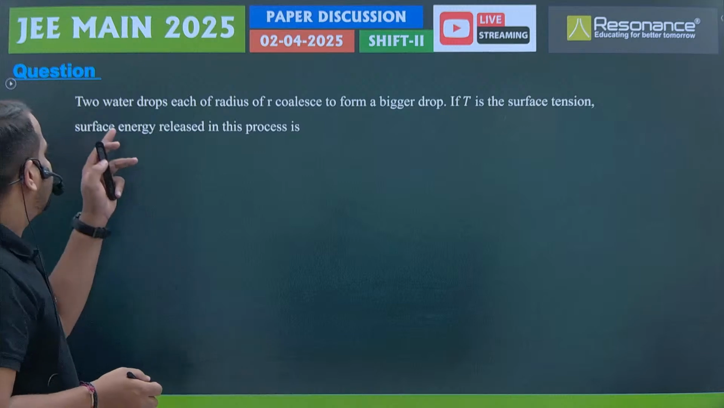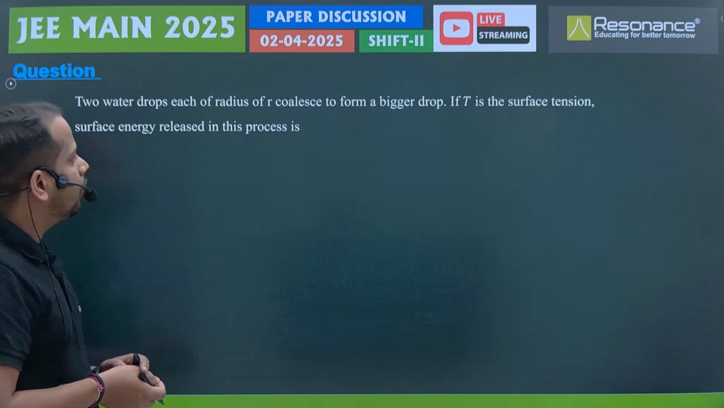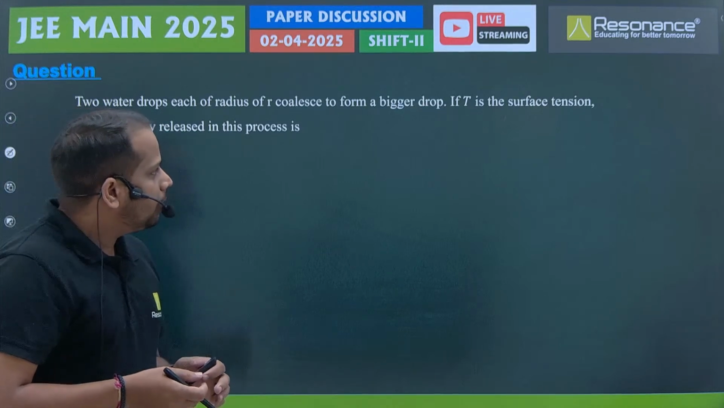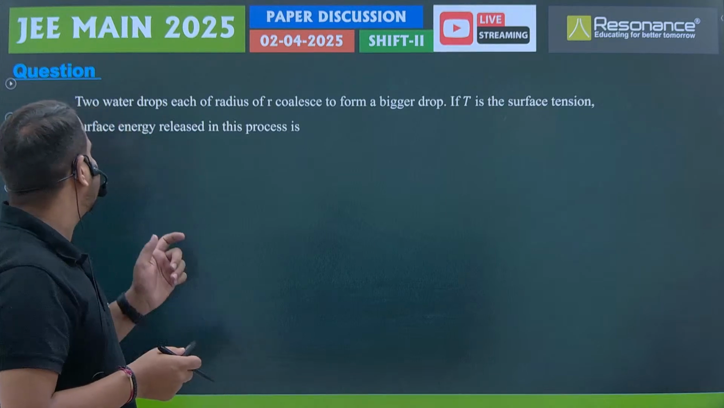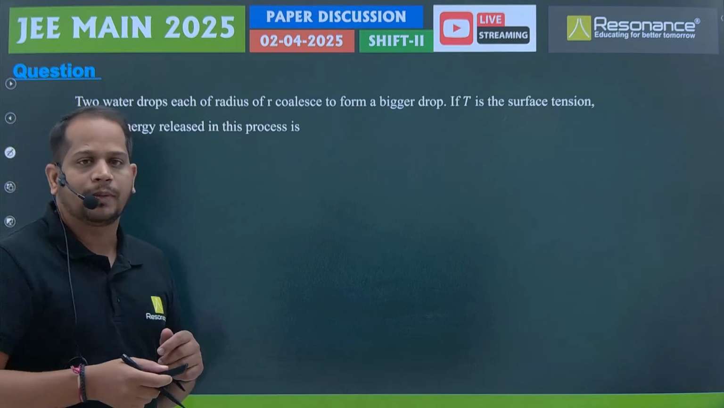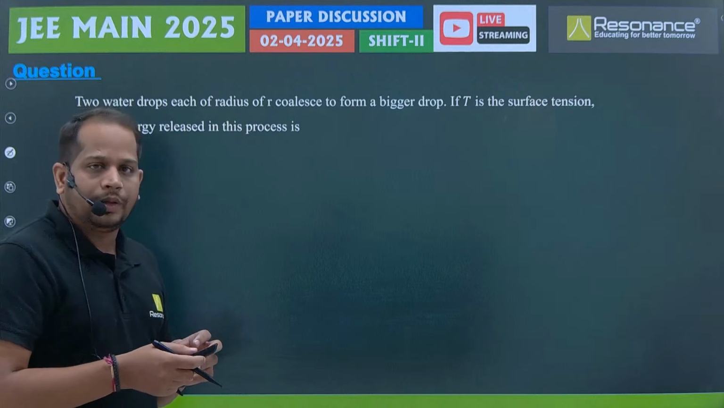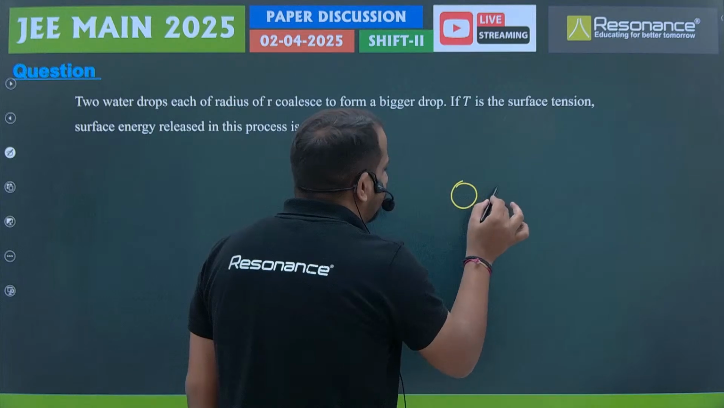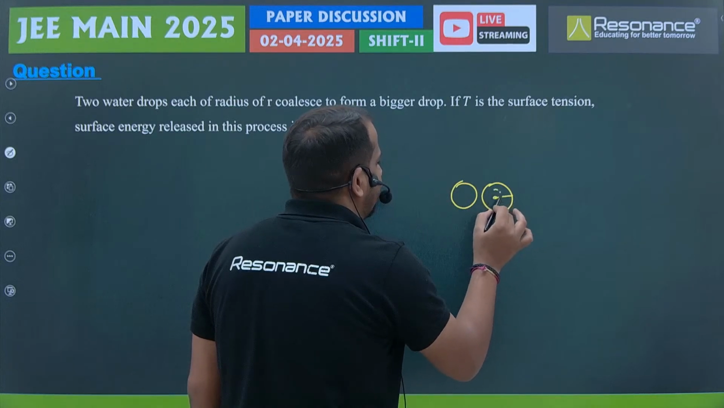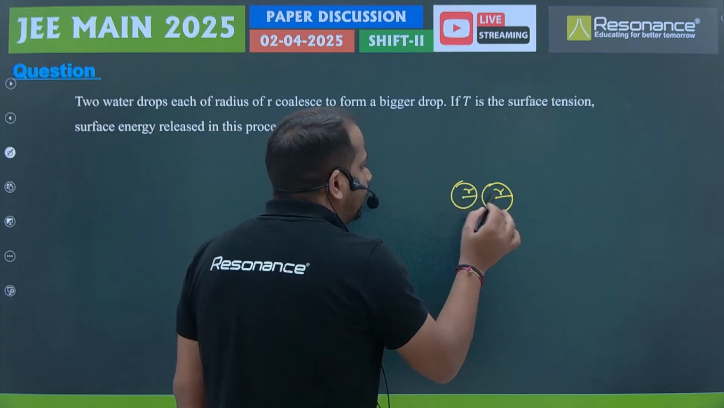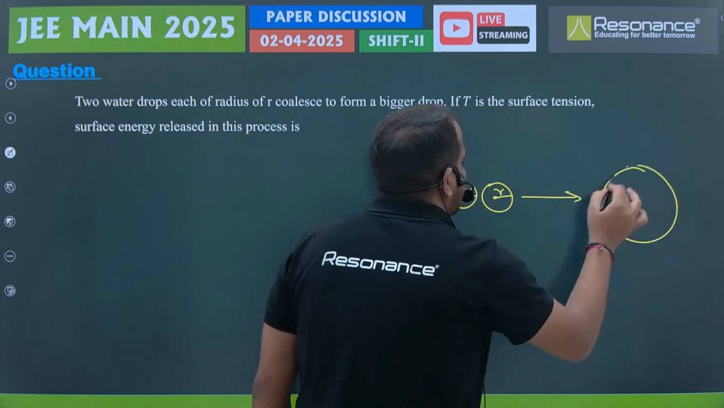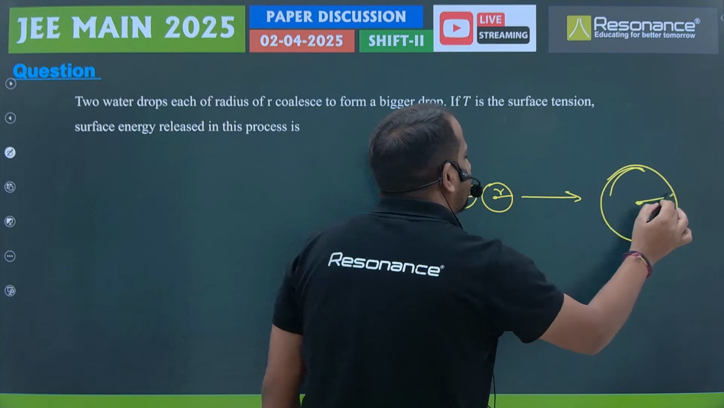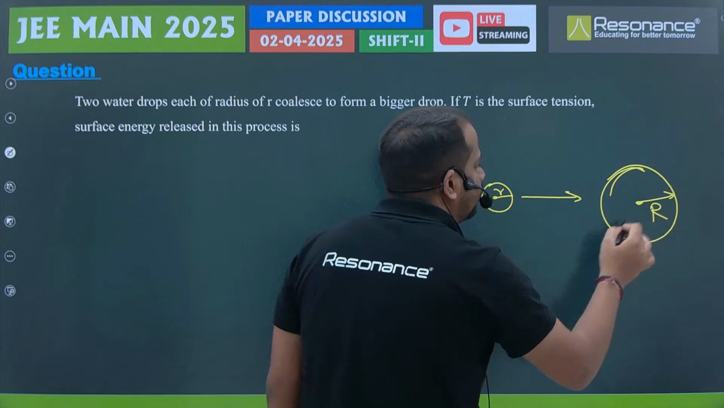Let's see. 2 water drops, each of radius r, coalesce to form a bigger drop. If T is the surface tension, find the surface energy released in this process. So they are saying we have water droplets. In this one, 2 small water droplets, radius r, coalesce and form a bigger water drop, right? So if they form a bigger water droplet, we have to find the energy released.